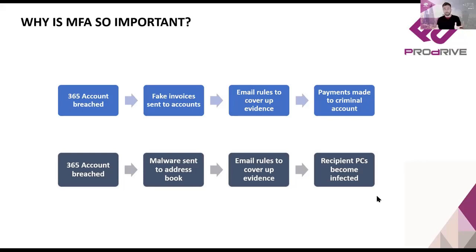In either of these cases, they will also set up rules in your Outlook to cover up the activity in there. So it may be some time before you realize your account is breached. You probably won't see it. So in both cases as well, with multi-factor authentication, even if the criminals have your username and password, they would not be able to get in because they would not have the third level of authentication, which is the app on your phone or a text message to your phone.